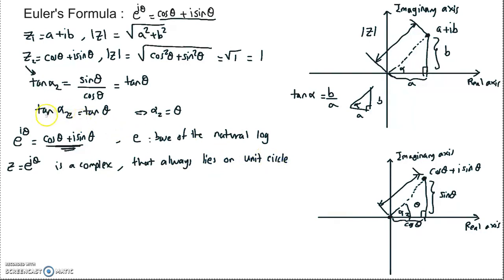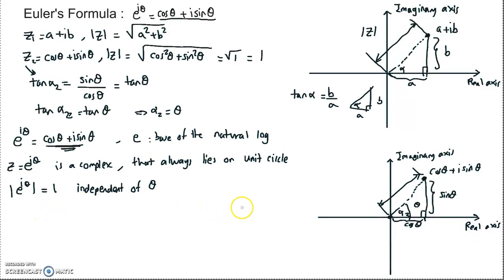We just showed here that cosine theta plus i sine theta, that complex number, has a magnitude of 1 independent of theta, so that applies to this number here. So the magnitude of e to the i theta equals 1 independent of theta. So let's give some examples.